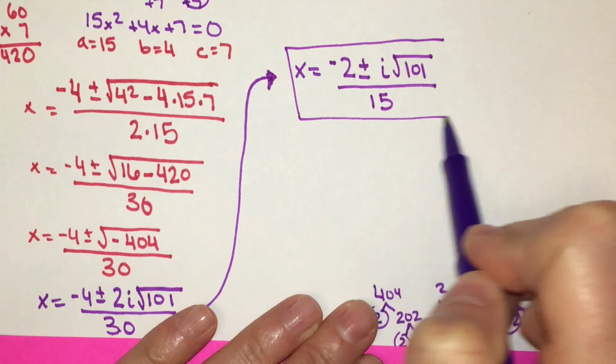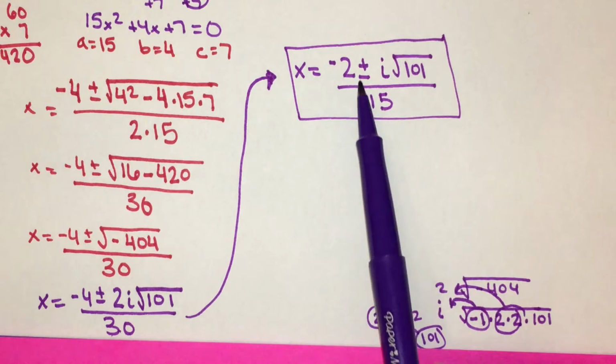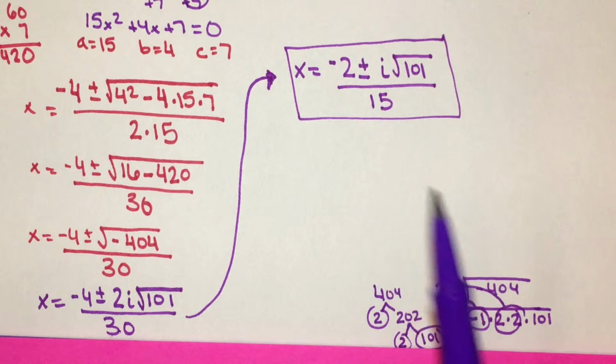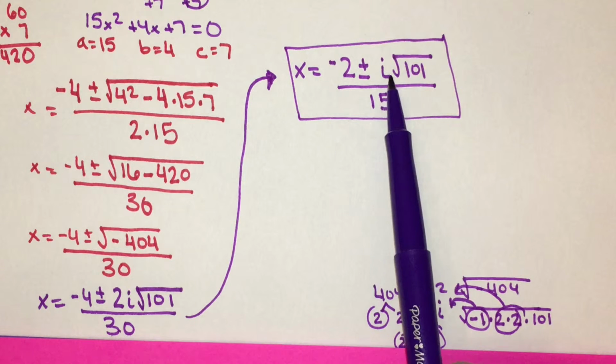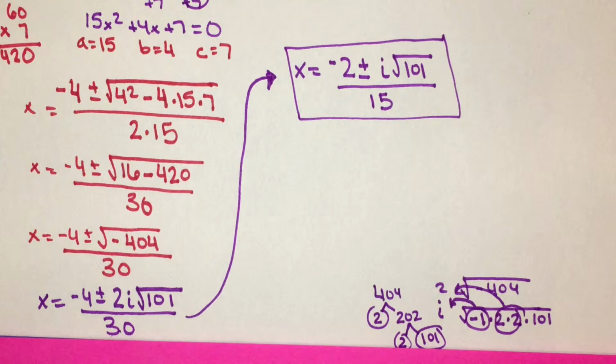So I can leave my answer like this. There's 2 different answers there. I have negative 2 plus i times the square root of 101 over 15. And I have negative 2 minus i times the square root of 101 over 15. I can leave it like this though, so it's more condensed.